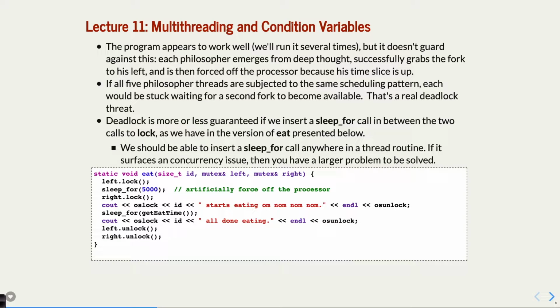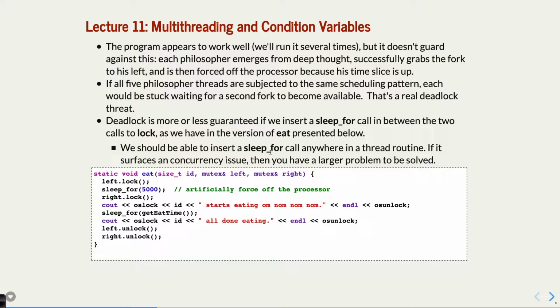And here's an important part, by the way. We should be able to insert this sleep for call pretty much anywhere in a thread and not have it matter to the rest of the program. That's one of the ways to check for deadlocks and other kinds of race conditions. Just say, let's artificially make it such that some weird condition happens where you could end up doing that.